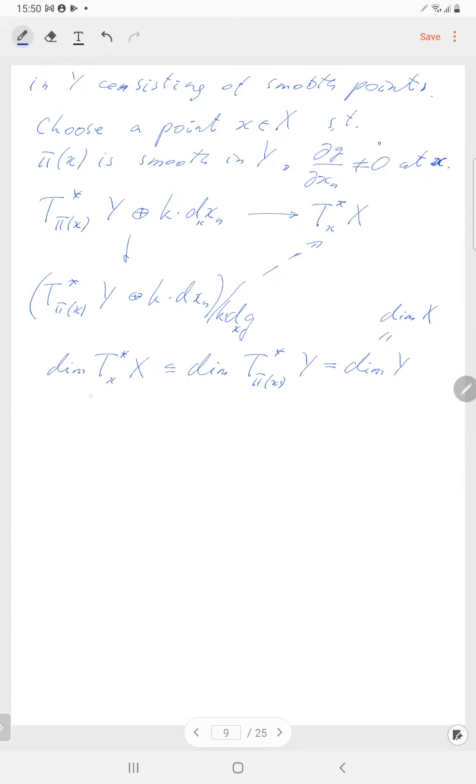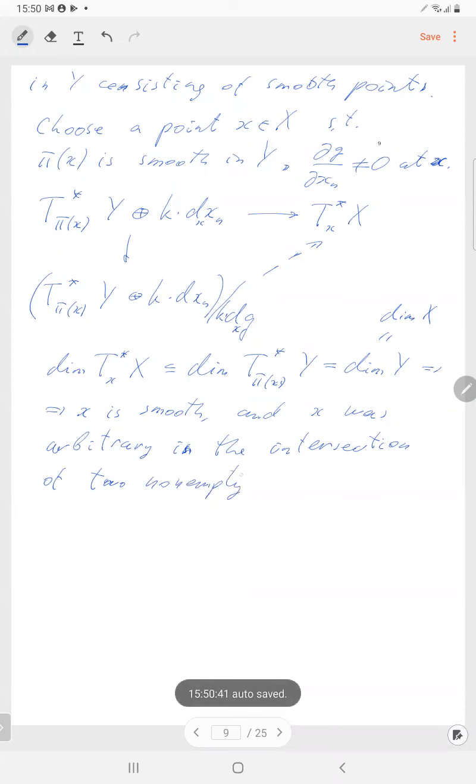Okay, so we did find a point, a smooth point. X is smooth, and x was in fact arbitrary in the intersection of two non-empty open subsets in X. So we did produce some open subset in X consisting entirely of smooth points. Okay, so generically, every variety is smooth. Okay, that's what should be expected.